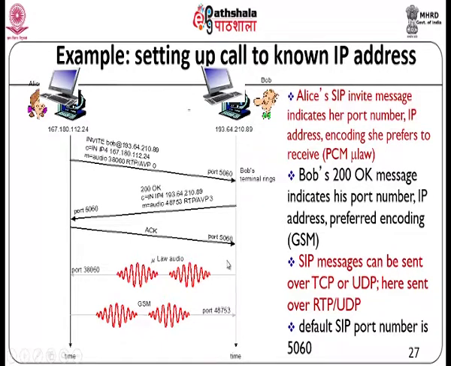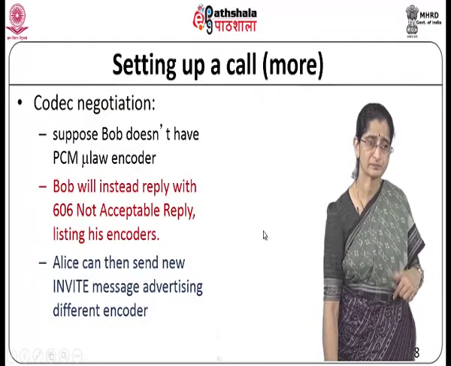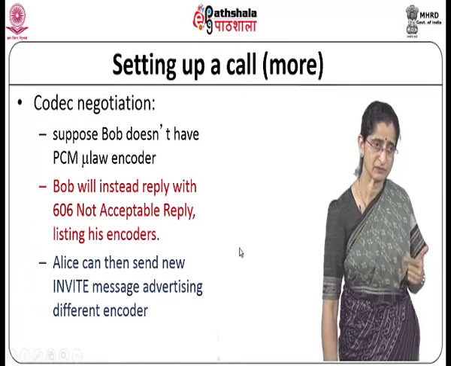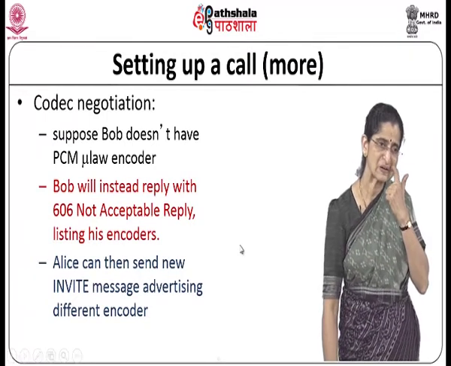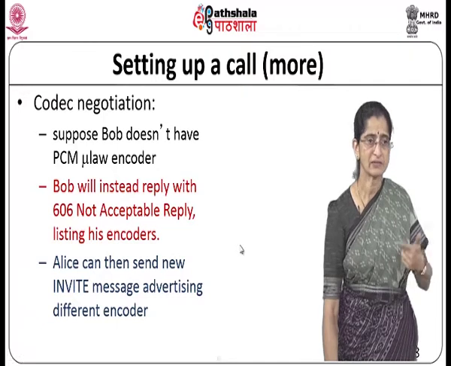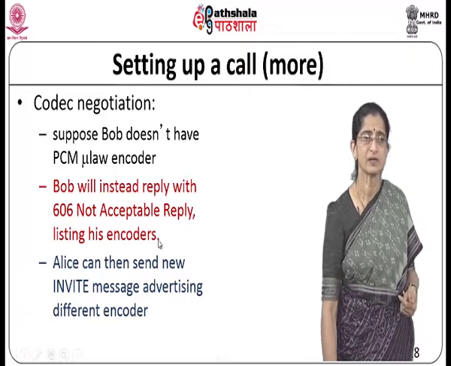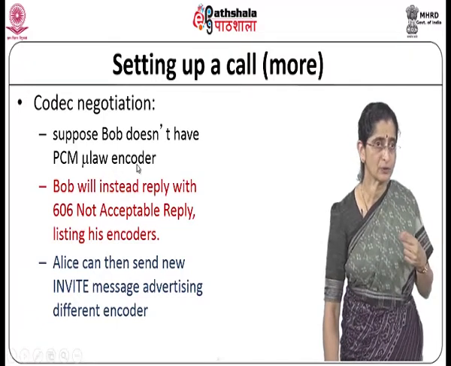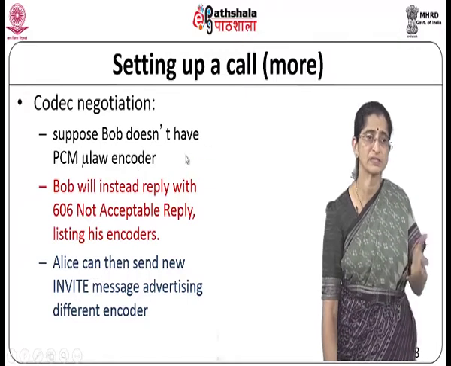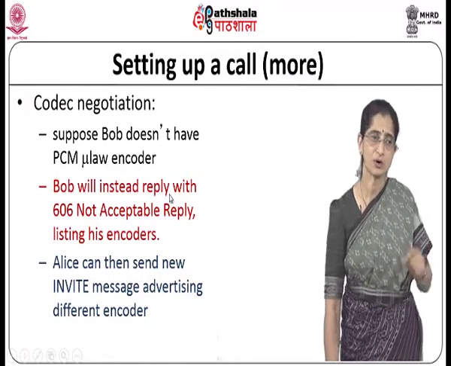And you saw that we kept having this port number of 5060, that's the default SIP port number that is used. So this is basically how the call is set up for a known IP address. Now let us say we need to get a little more information. In this case everything is agreeable, then everything is fine, but it is possible that you may want to negotiate on the codec. Suppose Bob does not have the PCM MULAW encoder. So what will happen in that case?